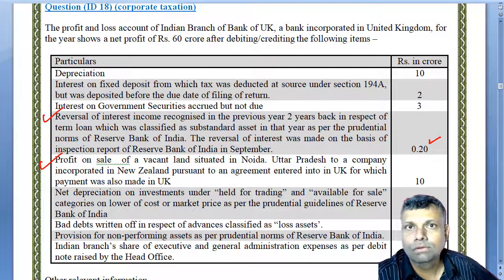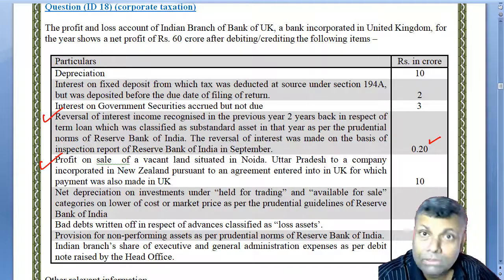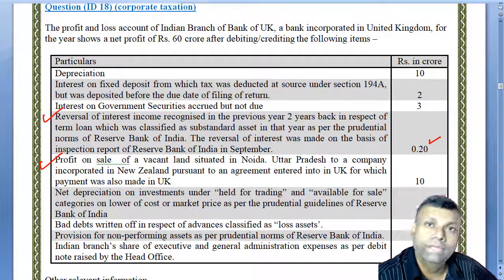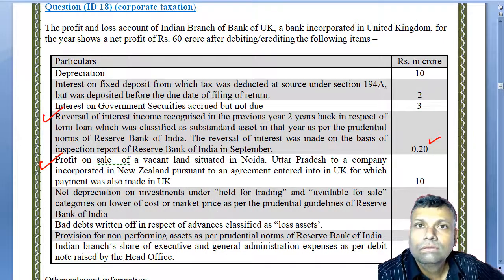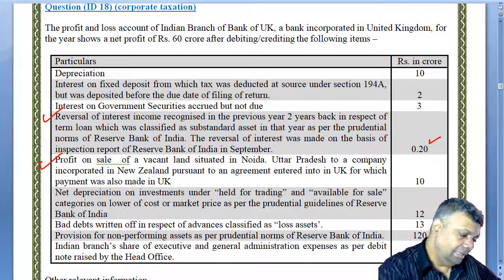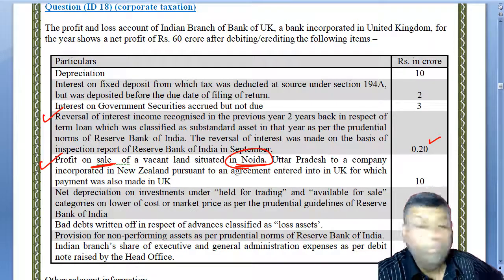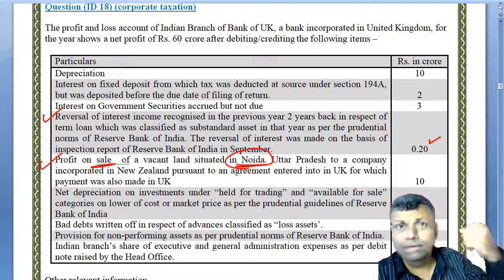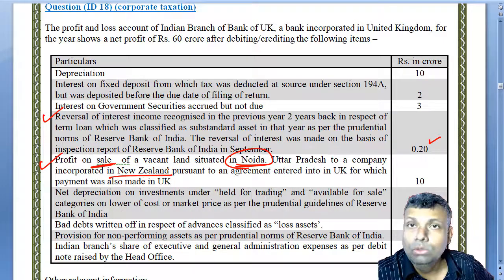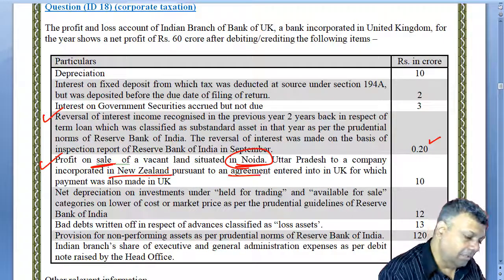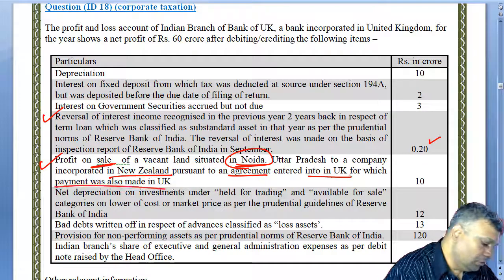Profit on sale of asset. Just imagine that way. It is a profit on sale of asset, and that asset is located in India. You are selling the land. You are selling the land in Noida. Maybe you have signed the document in New Zealand. You have signed the document maybe in New Zealand. Agreement is entered in UK. Payment was also made in UK.